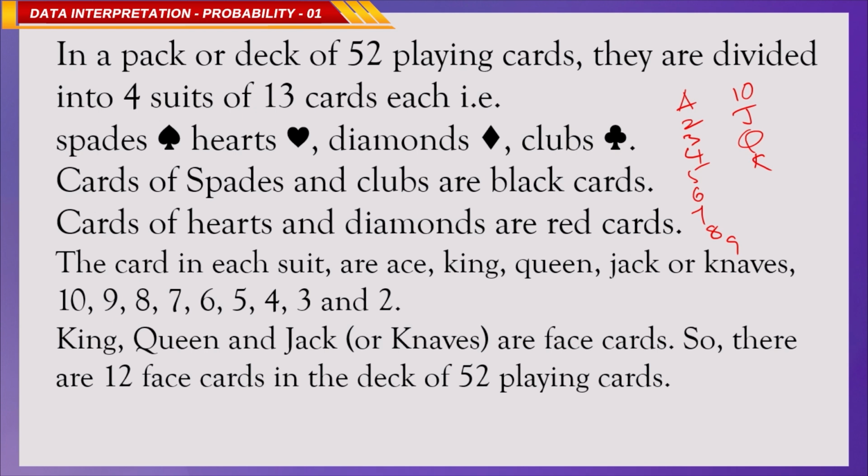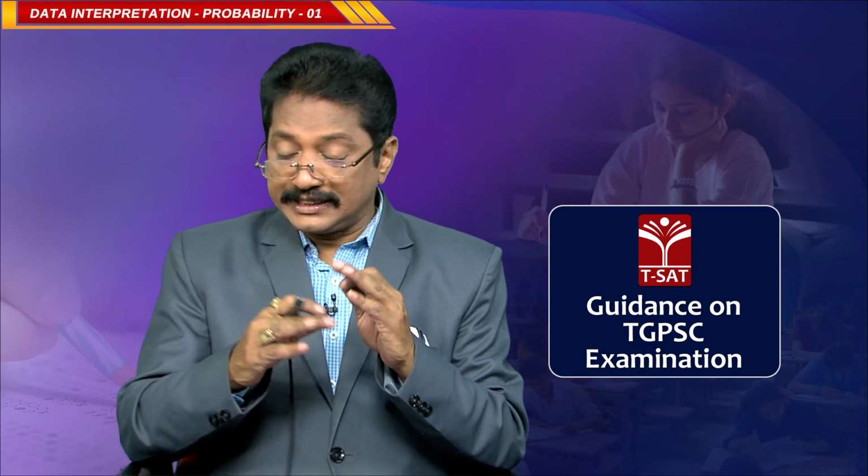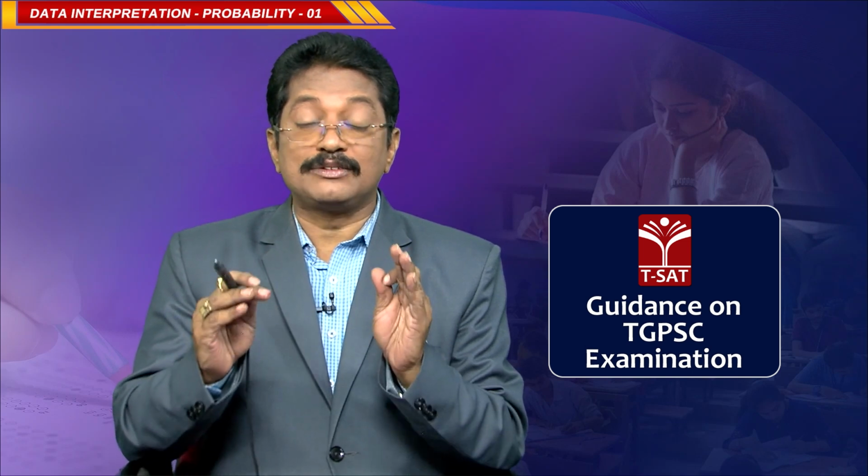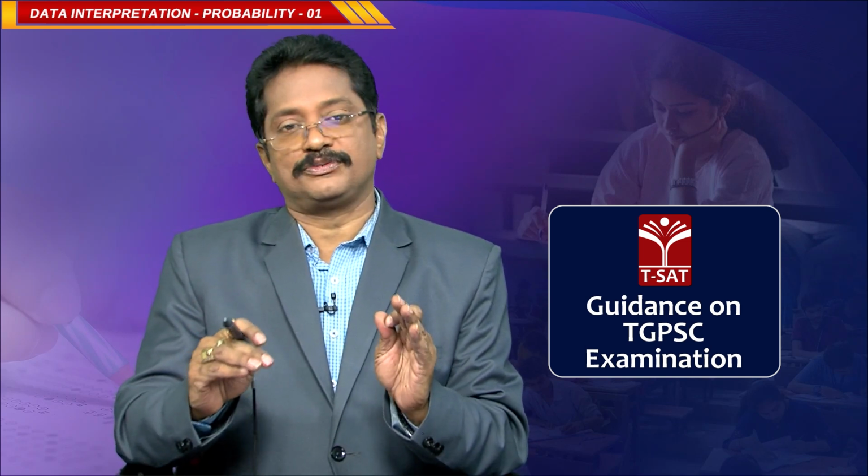So, king, queen and jack, these 3 are called face cards. In spades you have 3 face cards, in hearts there are 3 face cards, in diamonds we have 3 face cards, in clubs we have 3 face cards. Totally there are 12 face cards in the deck of 52 playing cards. This is a very important information.